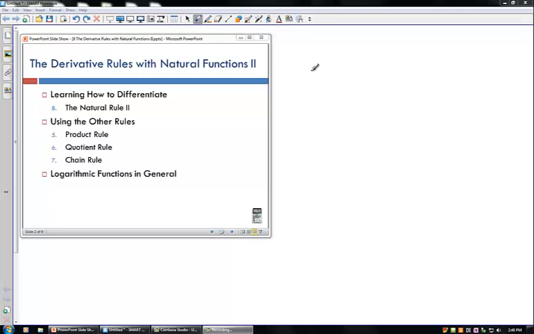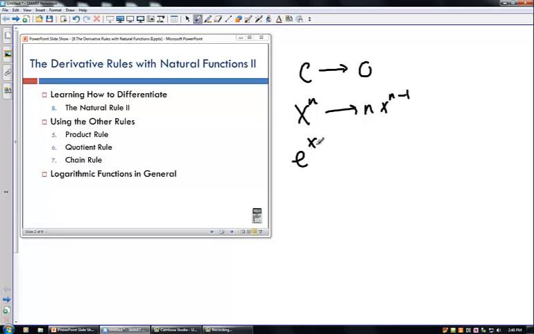Now I know how to take derivatives of constants. The derivative of a constant is 0. I know how to take derivatives of powers of x. The derivative of a power of x is n x to the n minus 1. And I now know how to take derivatives of e to the x. The derivative of e to the x is just e to the x.